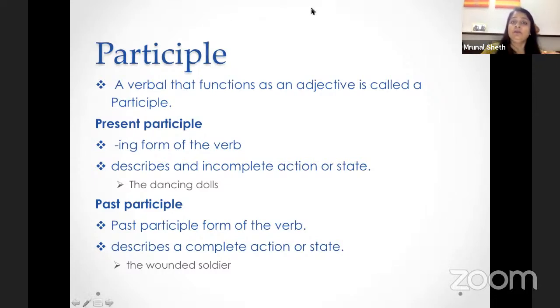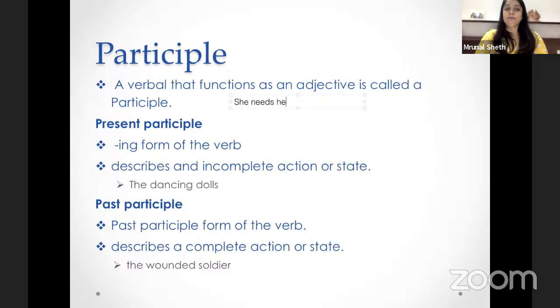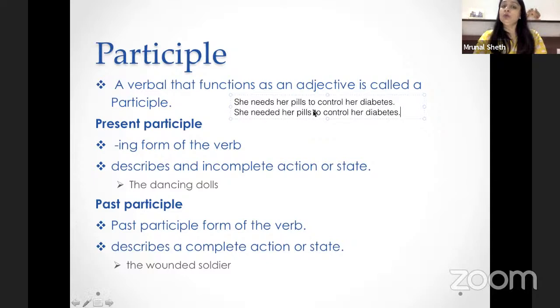So for example, I'm just going to give you a quick example for that. Here I'll just write it over here, there's some space. So: she needs her pills to control her diabetes. Okay, so for example, this is the sentence. If I change the tense, she needed her pills to control her diabetes. So here, "to control," which is an infinitive, doesn't change form, right? It remains as is.